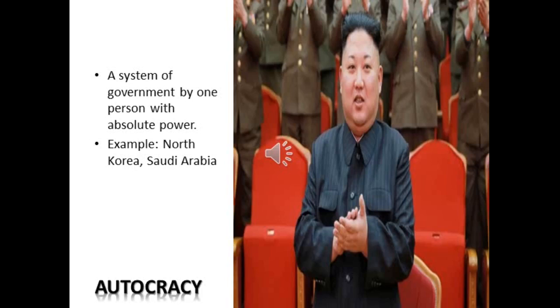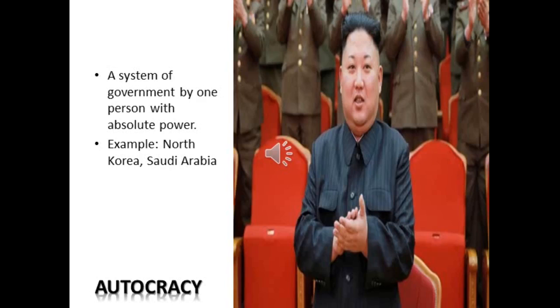Then autocracy, a system of government in which only one person has full control. Monarchy means the control is by a king or a queen, by a king dynasty. The king or queen may have the power, but he follows the constitutional method, the constitutional law. But in autocracy, a single person has full power. He can do anything, he can change anything in his government. That is called autocracy. That is self control.